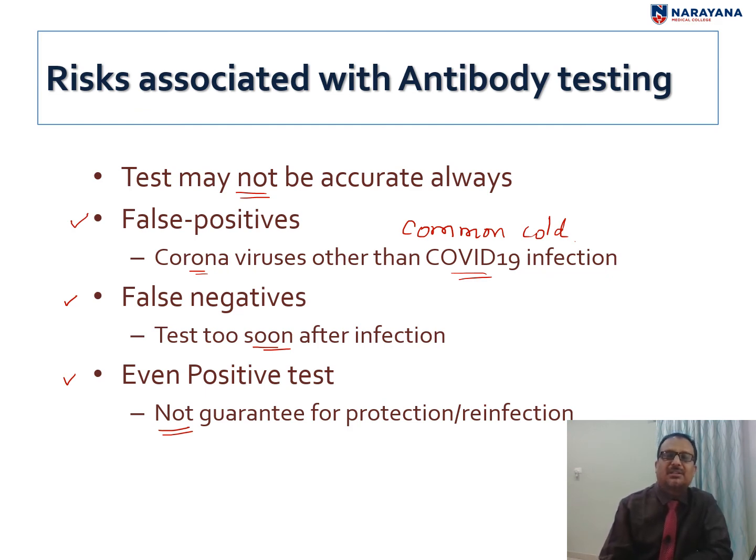Remember, it is not always accurate. It may cause false positives due to other coronavirus infections in the form of common cold, and false negatives are possible if you take the sample before 5 days or a maximum of 7 days of the illness. And even a positive test is not a guarantee. Even though only IgG is present, it's not guaranteed that you are going to get protection or you may undergo reinfection with this virus.